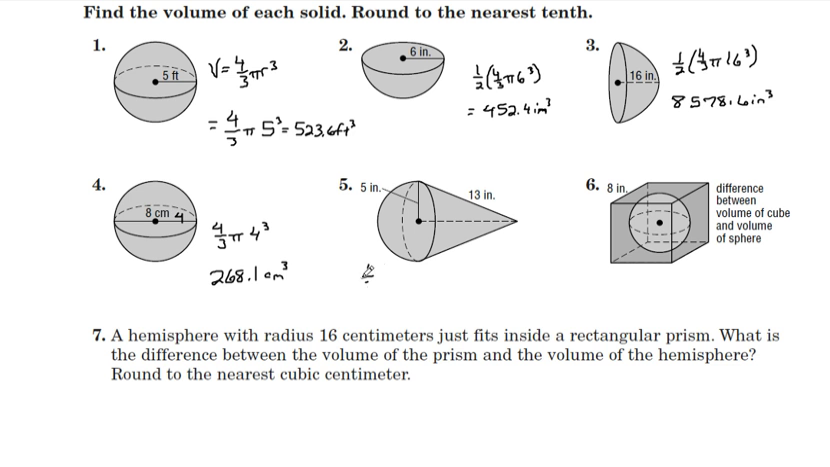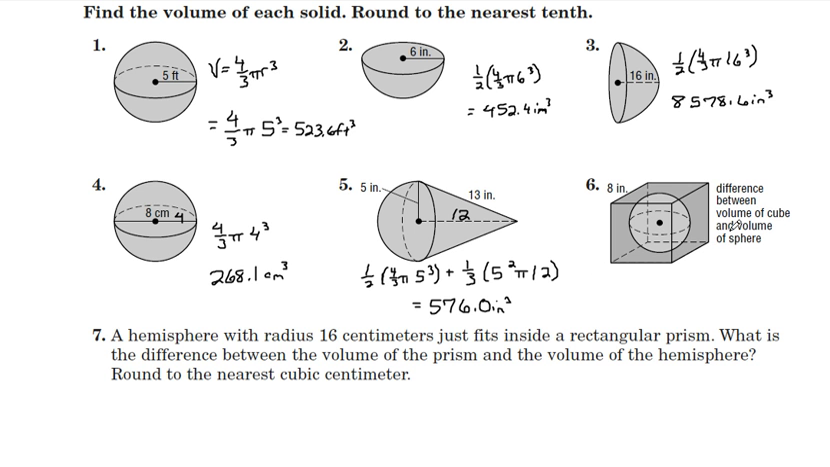Number 5, we have a hemisphere and a cone. Okay, the hemisphere is 1/2 of 4/3 pi times 5 to the third. Adding to the volume of the cone, 1/3 radius of 5 squared times pi. Now, 13 is the hypotenuse. 5 is one leg, 12 is the other leg. This is the Pythagorean triple, 5, 12, and 13. That is the height of the cone here. Putting it all in the calculator is going to yield 576.0 cubic inches.